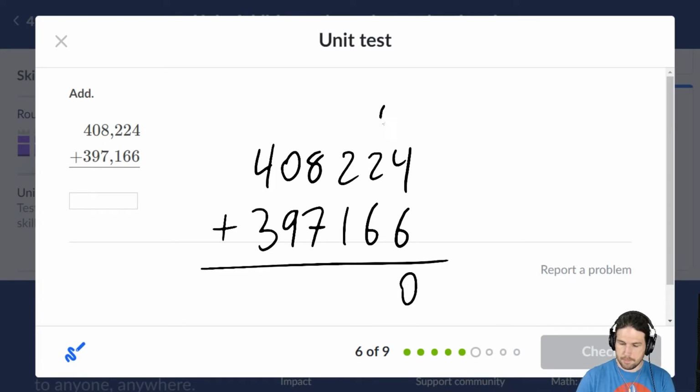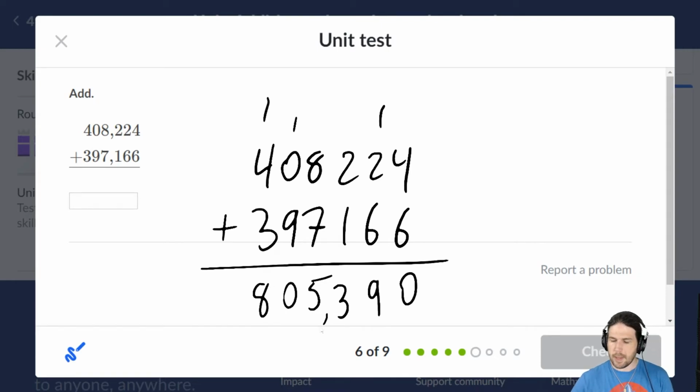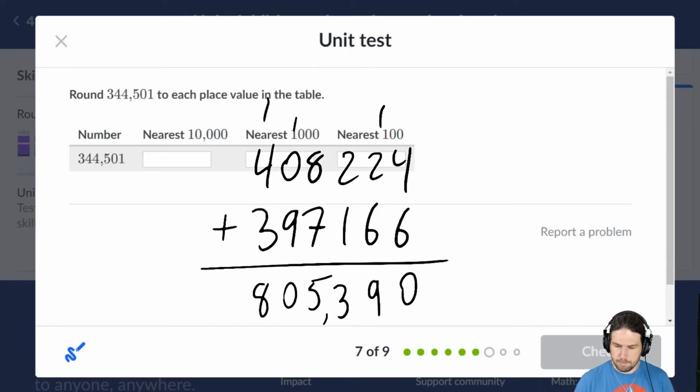Let's see. I got 805,390. Nine, 3, 15, 4, 5, 6, 7, 8. Okay, just making sure. Moving on.